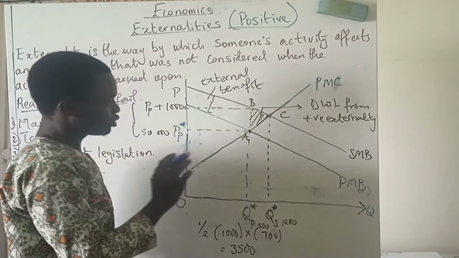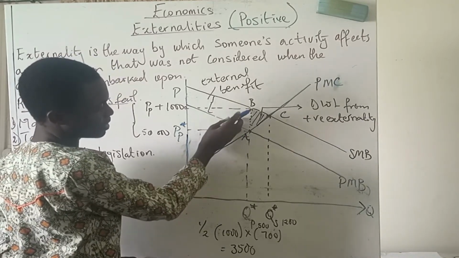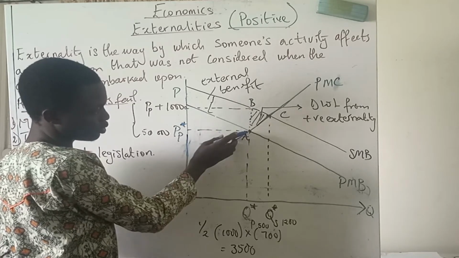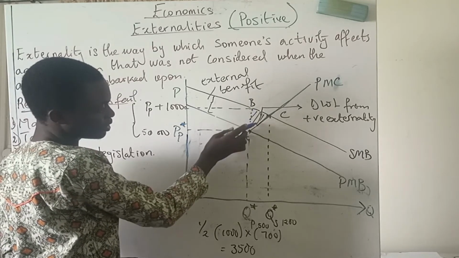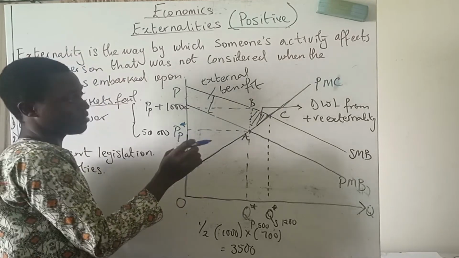Now what I want to show you here is that between point A and B, the social marginal benefit is greater than the private, that is, the true benefit is greater than the true cost. All of these points are greater until we get to this point where the social marginal benefit is equal to the private marginal cost.